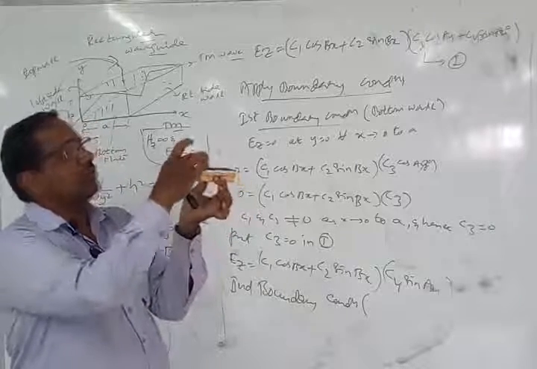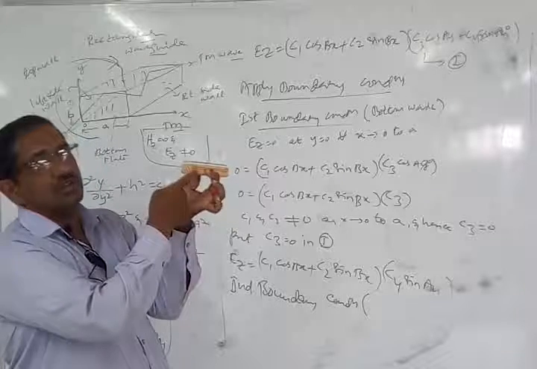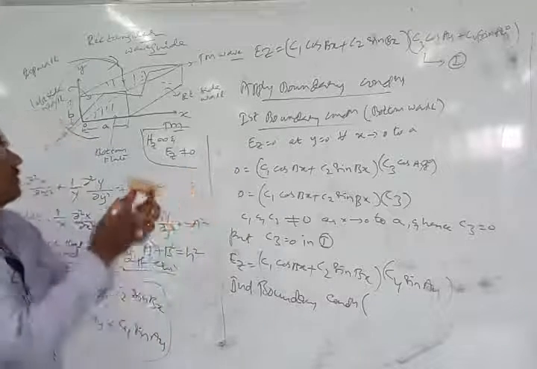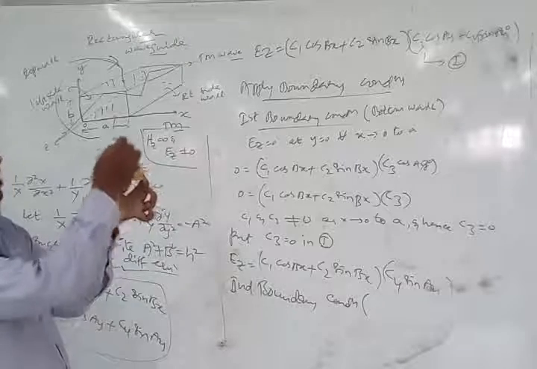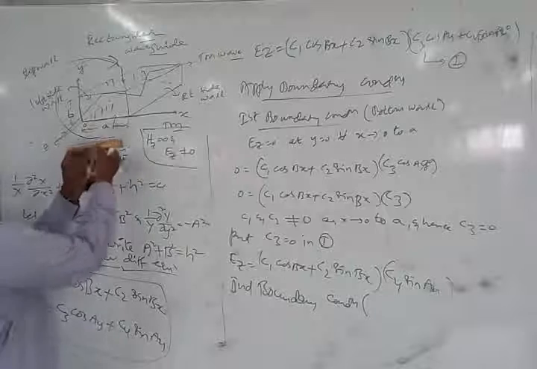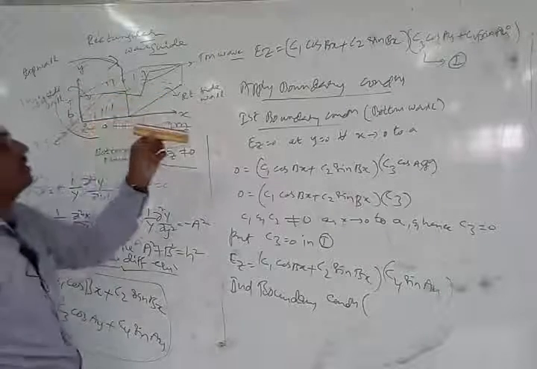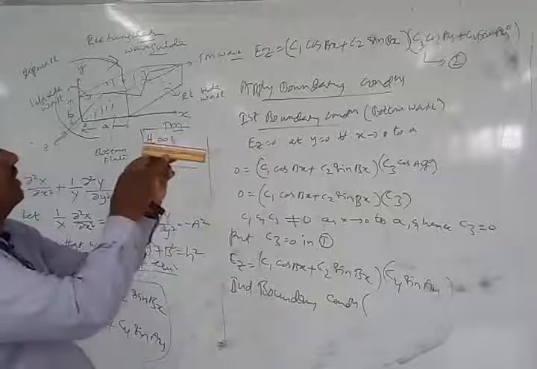Now this is the top wall, this is the bottom wall, this is the left side wall, this is the right side wall, right? So we have started from the bottom wall and we are going in a clockwise direction. The same thing is going to be here now. What is it that is happening here?